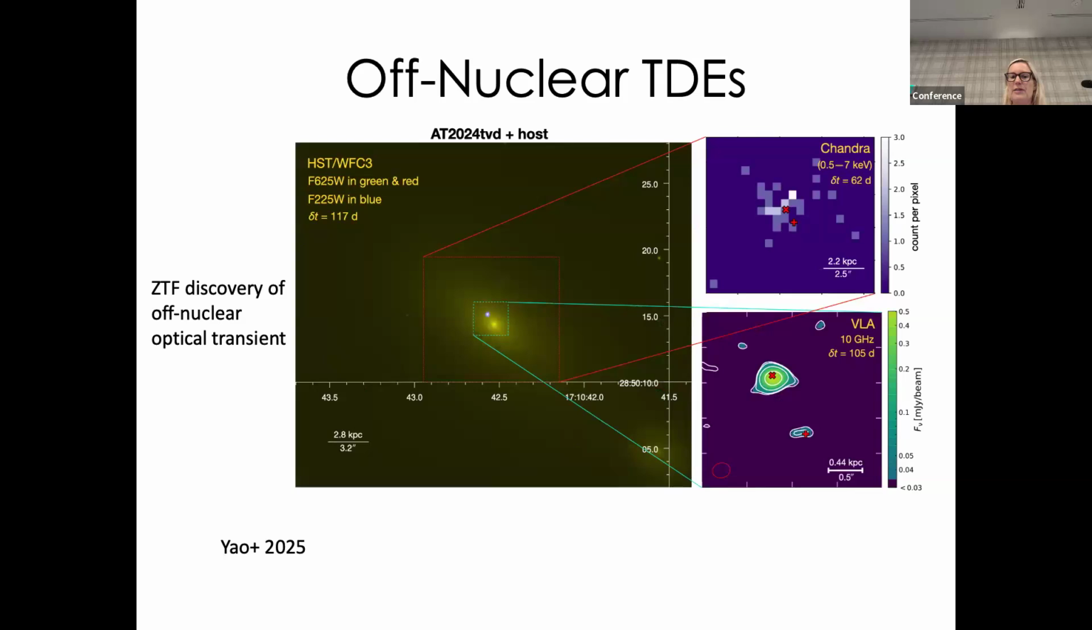The ZTF source just wasn't too far off, in that it was still within our general search radius. I mean, Yuhan Yao led this. She knew it was a little off nuclear, but it was nuclear enough that it passed our filters, and it also had the properties of a tidal disruption event in its light curve. And then, of course, in the follow-up with the radio and X-rays, you confirm that it is a TDE.